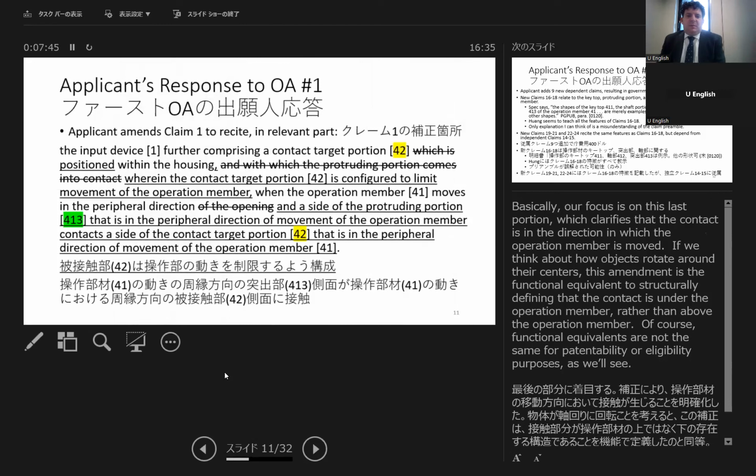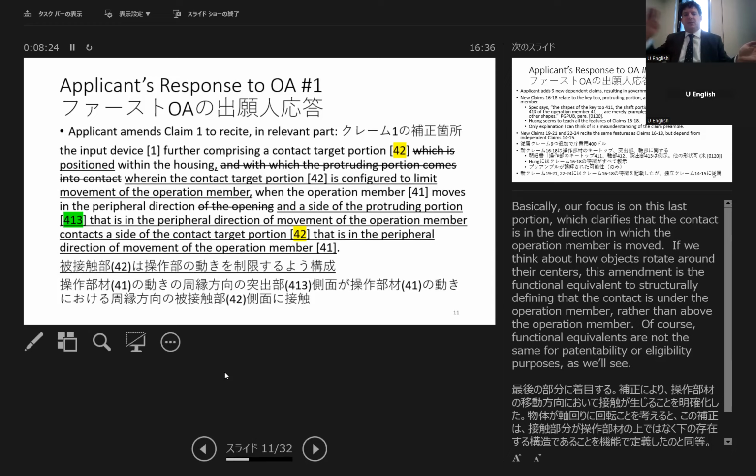And that's what's shown in our proposed amendment here. There are a couple of portions here. The first one I want to call your attention to is this kind of middle portion where it says that the contact portion 42 is configured to limit movement of the operation member when it moves in the peripheral direction. And then we've got this last part, and that's really what I want to focus on here. And this last part clarifies that the contact is in the direction in which the operation member is moved, right? On ours, we move to the left, we contact on the left.